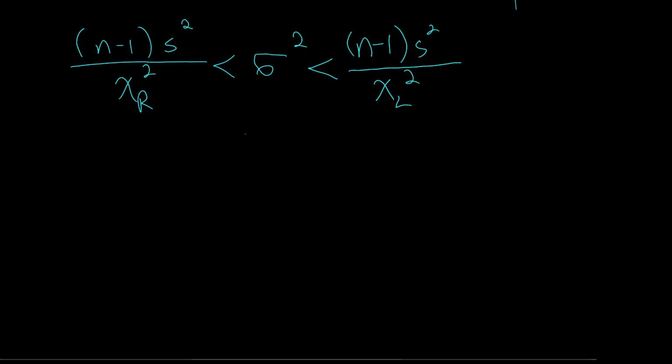Notice these are backwards from how you would say them. This is the left side of my inequality, this is the right side of my inequality, but the chi-squared critical values are alternated there. And that's how we find the estimate for the variance. For the standard deviation, since it is the square root of the variance, we take the square roots.